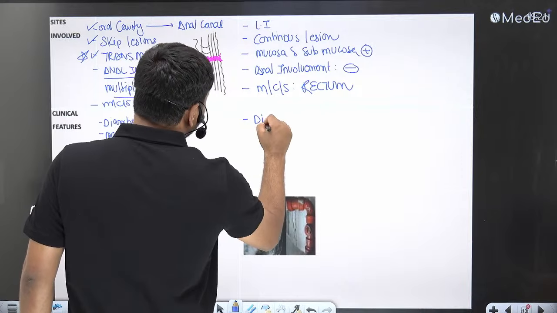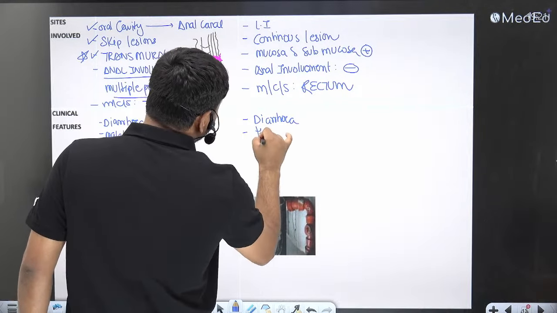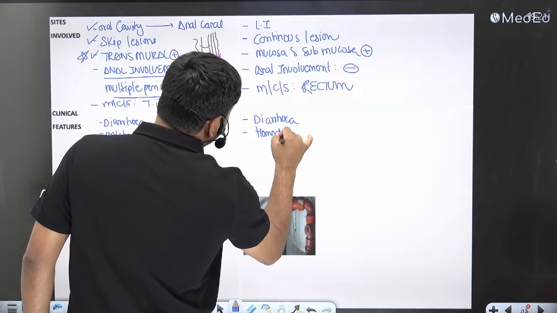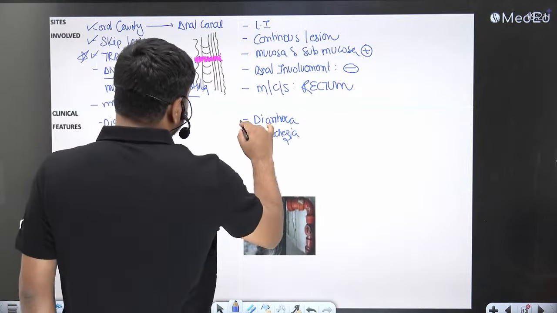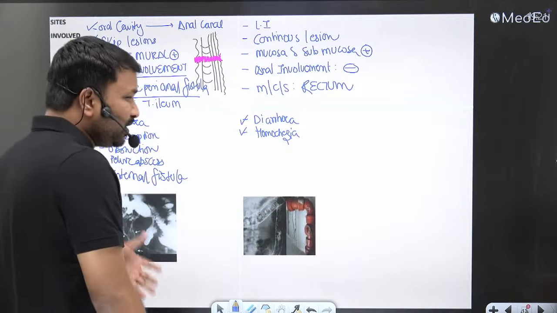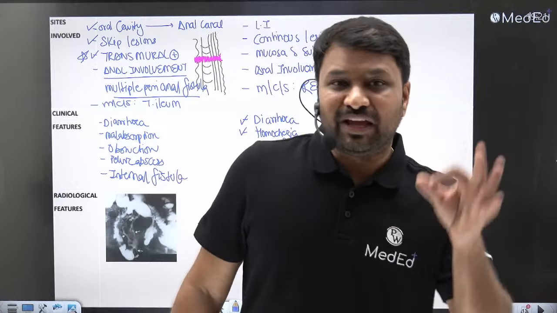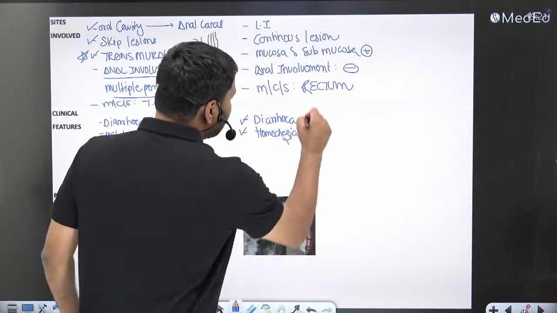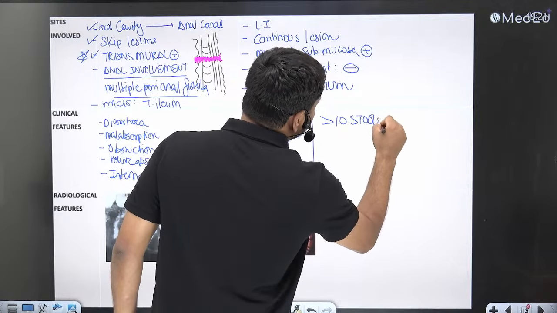On the other hand, in ulcerative colitis patient, because only mucosa and submucosa are involved, it will have diarrhea. The blood vessels are present in submucosa. This will bleed. It will result in hematochezia, which is a very consistent finding. So diarrhea with hematochezia is going to be seen in ulcerative colitis. And in fact, you can have stools going more than 10.